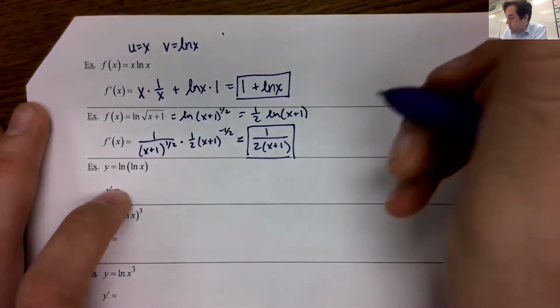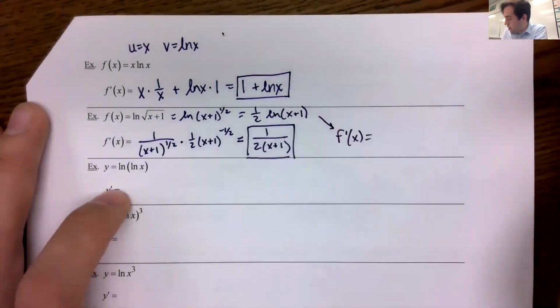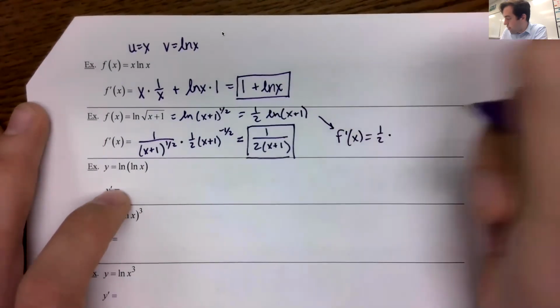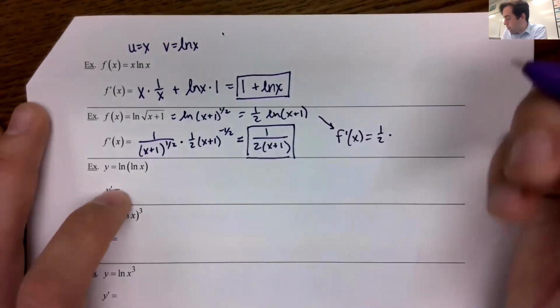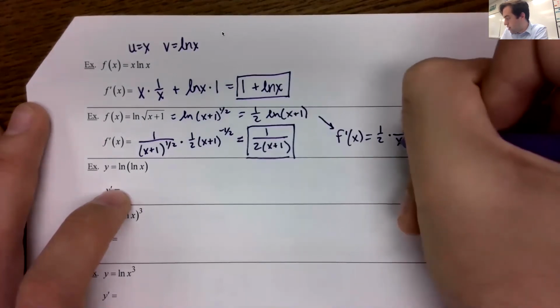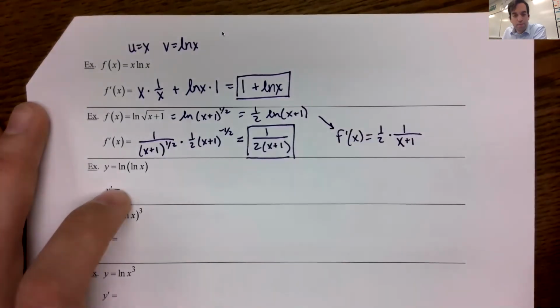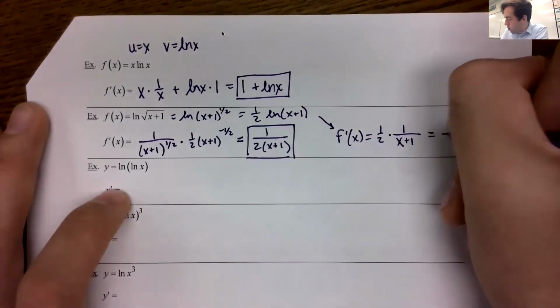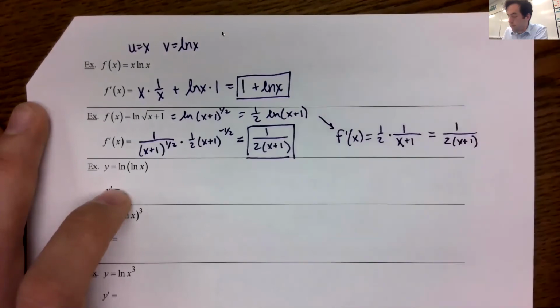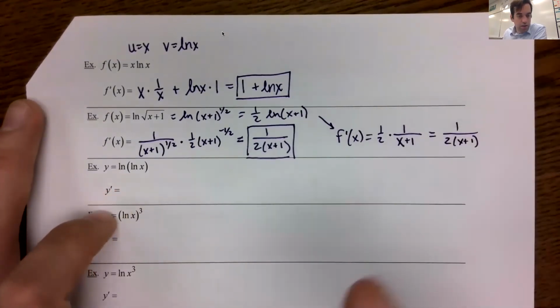And then if you take the derivative, we have 1/2 times the derivative of natural log of x plus 1, which is 1 over x plus 1, times the derivative of the inside, which is 1. And boom, we got the same thing. That equals 1 over 2 times x plus 1. So your choice how you want to do that. It's the same answer either way.